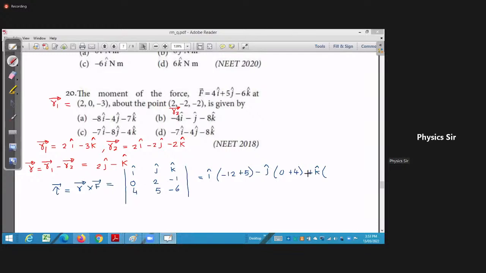2, this 5 into 0 will be 0. And 4 into 2 is 8. So this comes out to be minus 12 plus 5. So this will be a minus 7 I cap, minus 14 j cap, minus 8 k cap. Minus 7i minus 4, sorry, minus 4j minus 8k. So D is the correct answer.